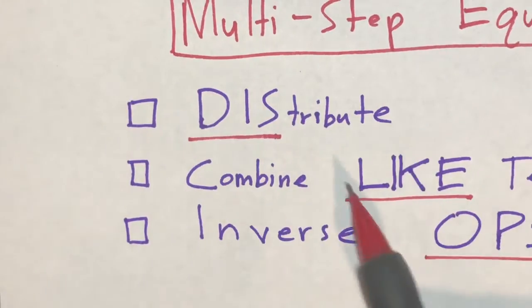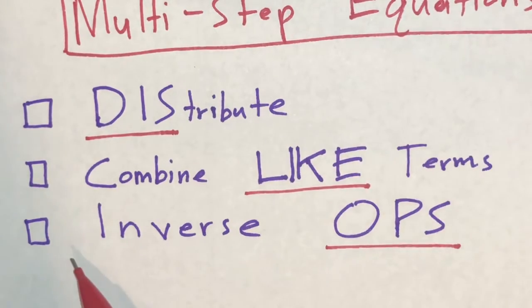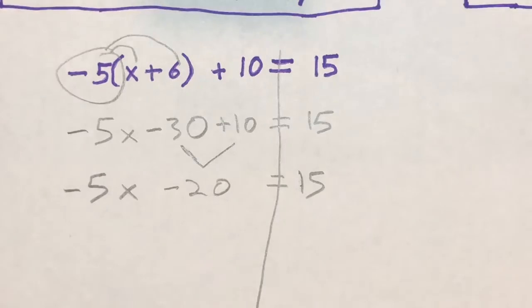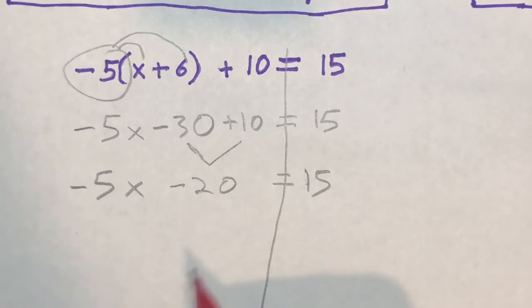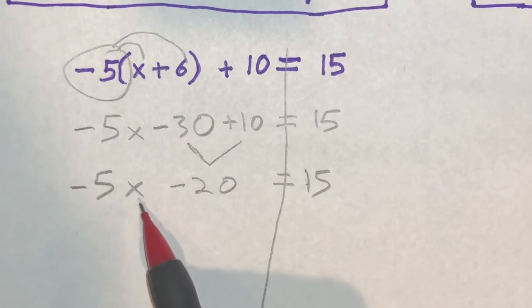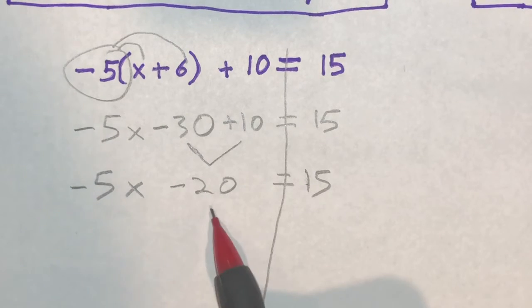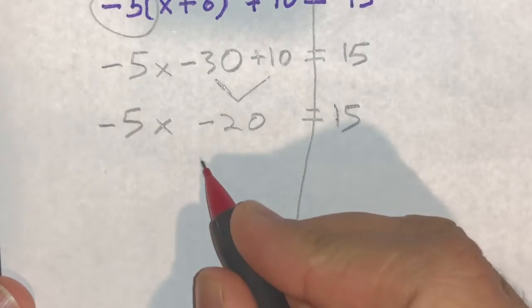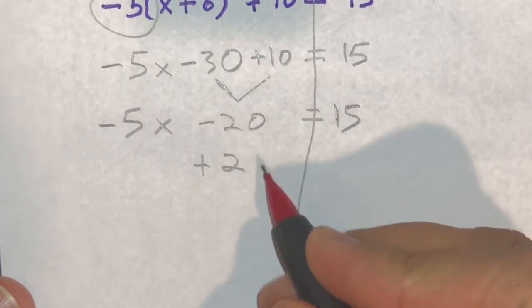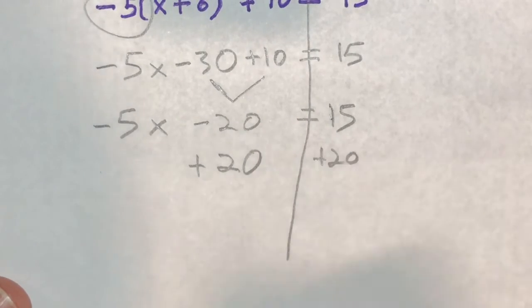We've distributed, we've combined like terms, and now we are at the inverse operations. We always start inverse operations with the term that is furthest from the variable on that same side. In this case, it wouldn't be the -5, it'd be the -20. The inverse of minus is plus, so I'm going to add 20. If I add 20 over there, I have to add 20 on this side.